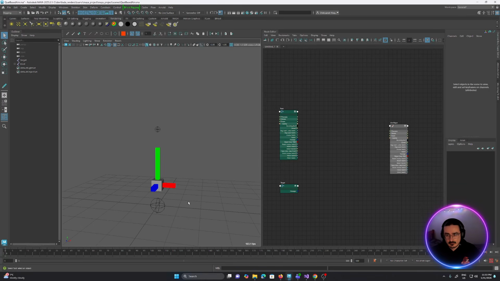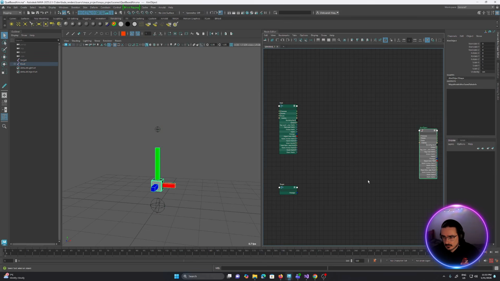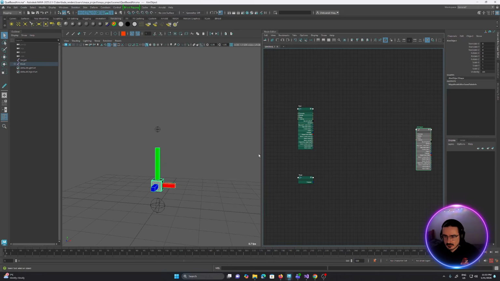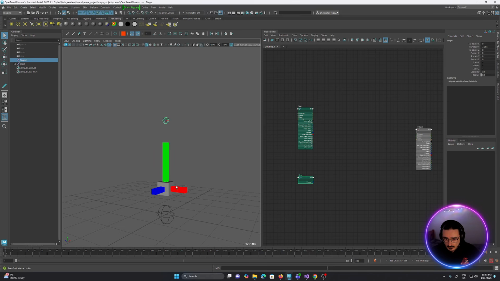Hello there. Today I want to show you how you can replicate my aim constraint with a bunch of DG nodes inside the node editor. So first I want to use my standard aim constraint and see which options I have and what I can do with it.